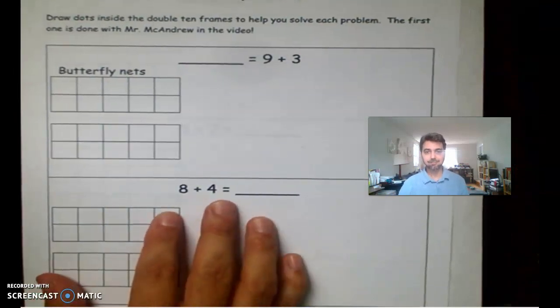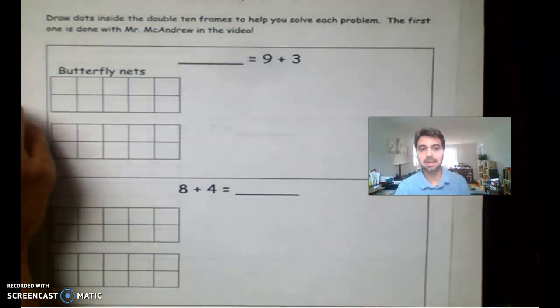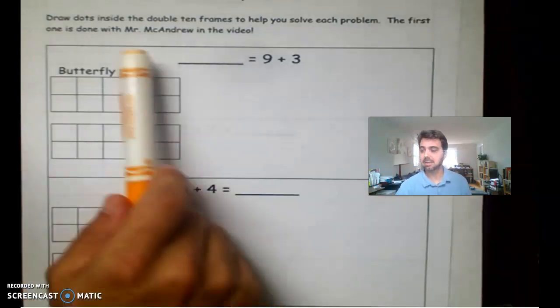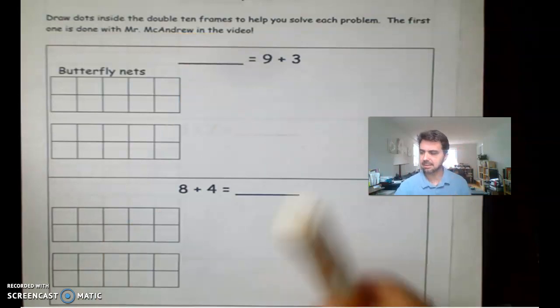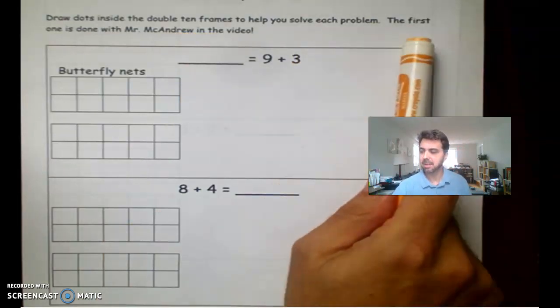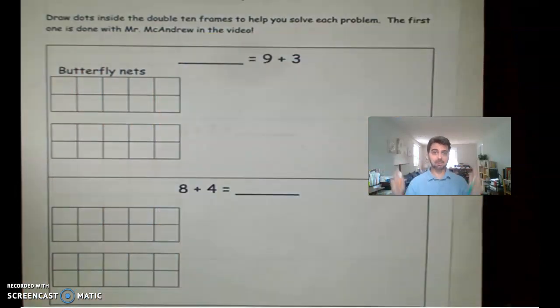All right. So as we usually do, I'll do the first one with you, and then you're going to finish the rest of them yourself. So it says, draw dots inside the double 10 frames. So think of these as like butterfly nets to help you solve each problem. The first one is done with Mr. McAndrew in the video. Well, here we are. So let's do this.